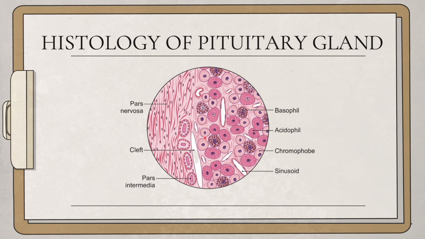In the pars intermedia, colloid filled vesicles or follicles are present. The cleft that is present here is the remnant of Rathke's pouch. And in the pars posterior, we can see the nuclei of the pituicytes, and the nerve fibers are present.